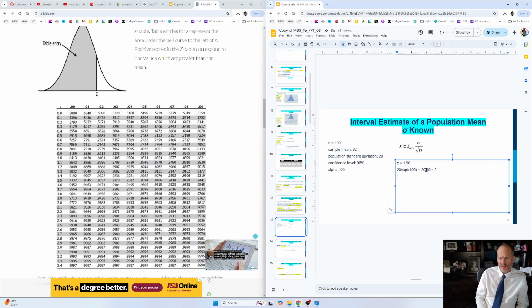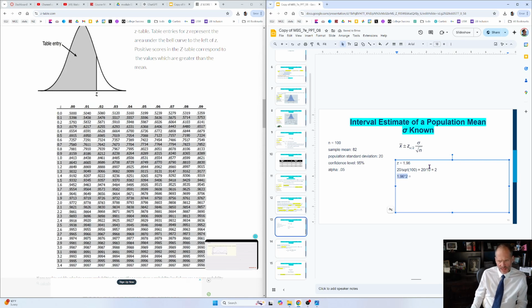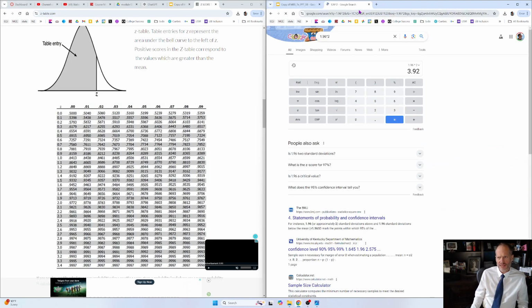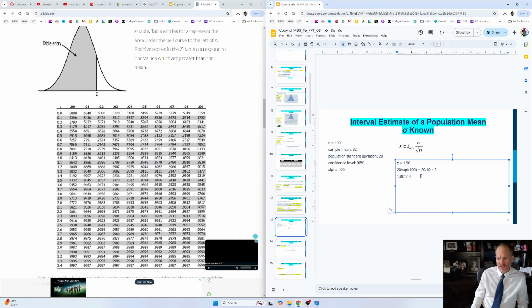And so to calculate all of that, we're going to have 1.96 times 2. Because we do this z stuff, 1.96 standard deviations, and then we multiply it by this, which is kind of the number of standard deviations, but for whatever reason, you divide it by the square root of n. And when we multiply that, 1.96 times 2, we get 3.92.